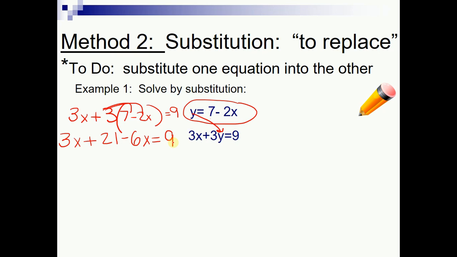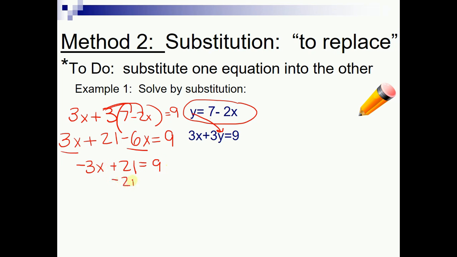Notice, guys, what did substitution do for us? It got rid of the two variables in one equation. I'm now all x's. I now can solve, because you can't solve when you have more than one variable. Otherwise, you'll have a literal equation. This time, I am actually able to solve for x since I did my substitution. So 3x and a negative 6x, that is a negative 3x.